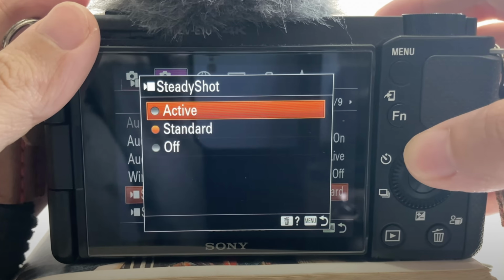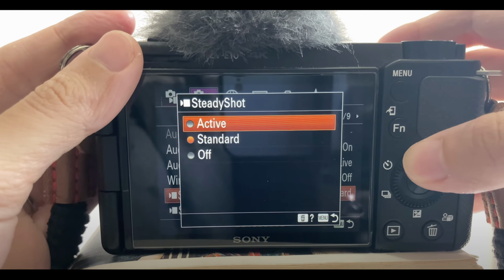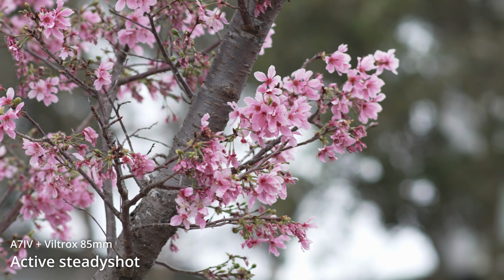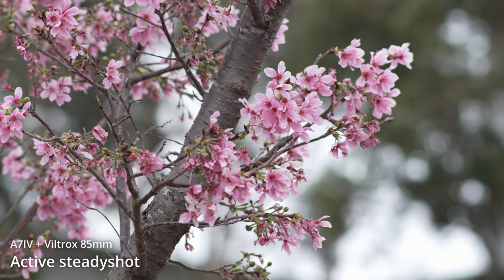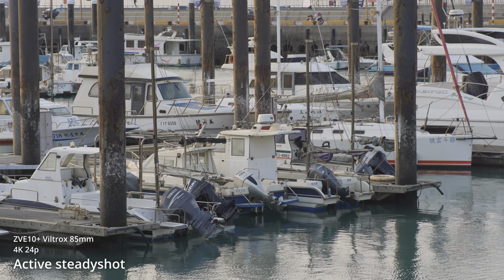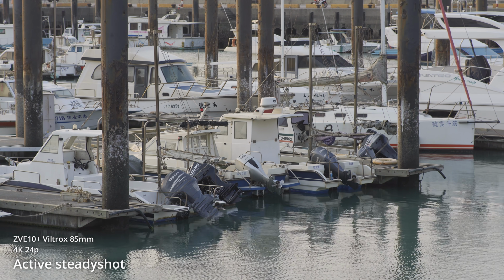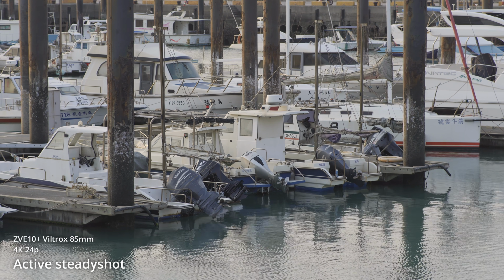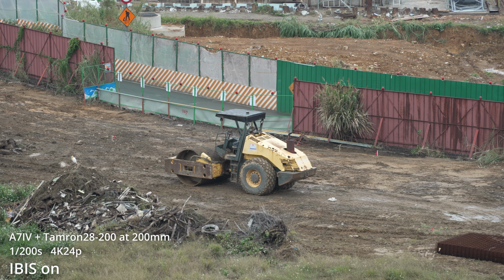The issue with Active Steady Shot is that it crops the footage, resulting in a narrower view. If that is what you are looking for, then this can be a plus, but if you are already using a long focal length, the cropping can make the shaking even worse. This is when the IBIS on the A7IV comes in handy.